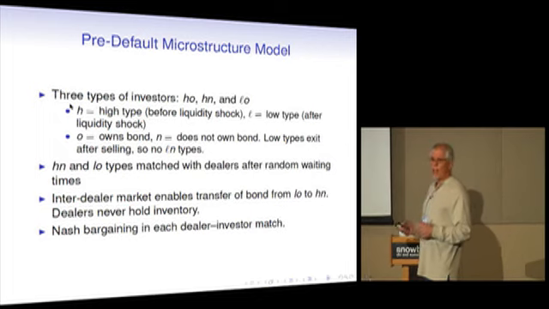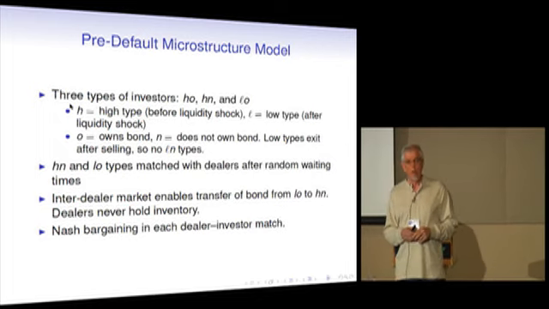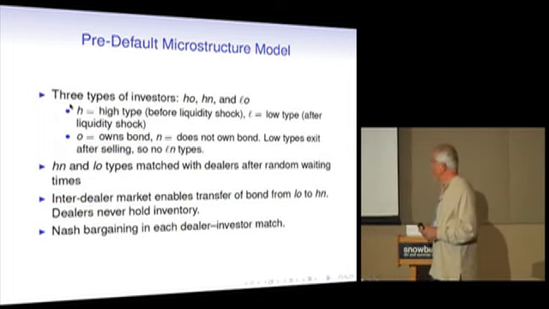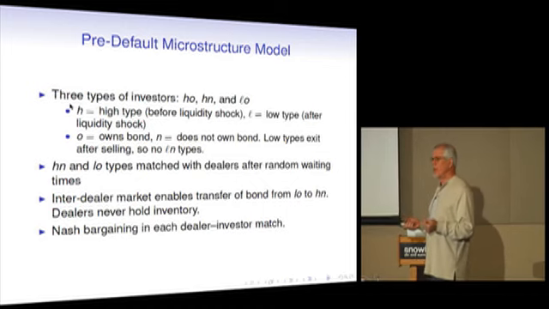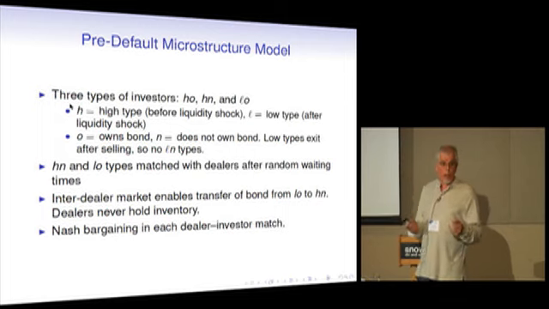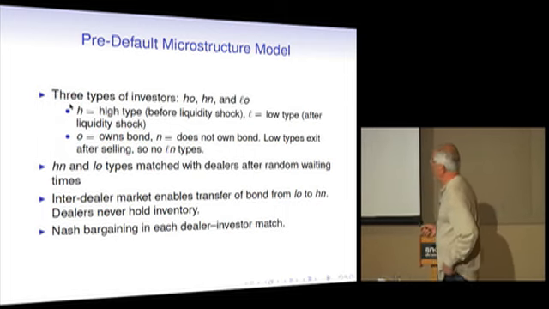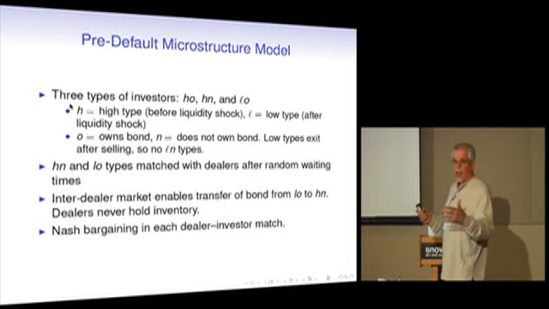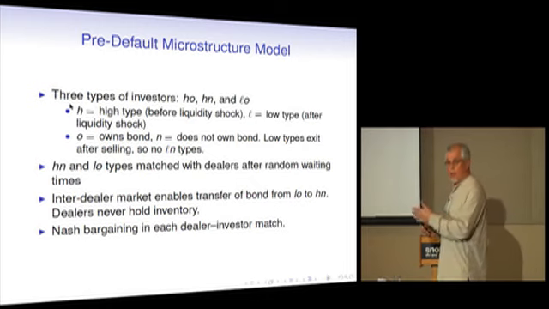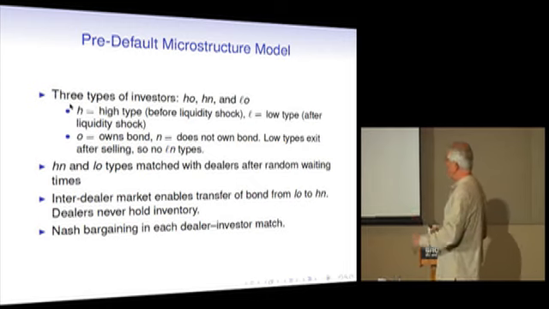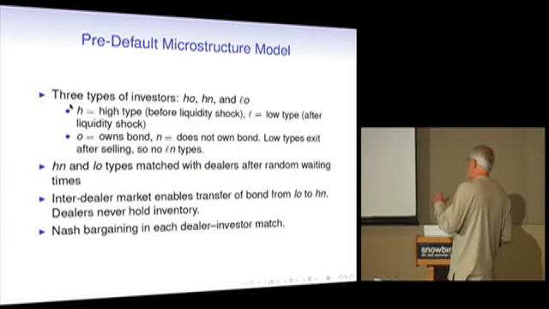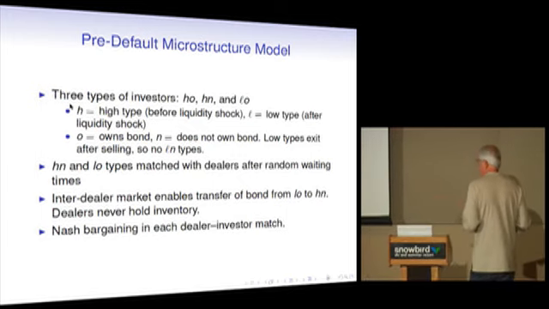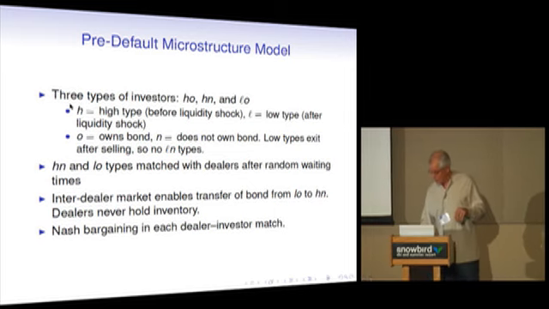So these random matching models, of course, have been around for a long time. And what Duffie, Garleanu, and Pedersen do is they marry the matching model with intermediation. So we have a random matching model with dealers involved. The dealers don't hold any inventory. They simply sell in the interdealer market instantaneously to transfer from the seller to the buyer. And every time a dealer and an investor are matched, they do Nash bargaining.